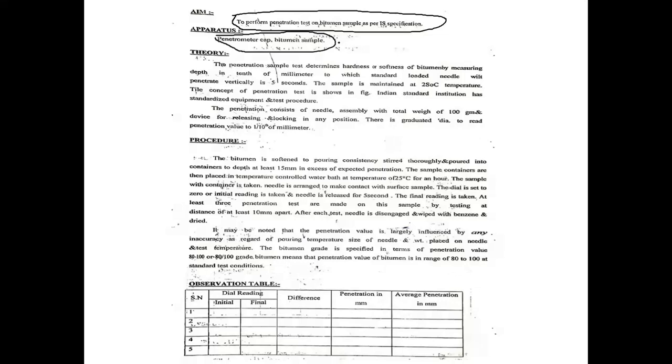After the first penetration you have to clean the needle, and after the second penetration you have to clean the needle before going for further penetration. So these are the things we'll need to perform the penetration test. Now theory: as we all know, we have to penetrate a needle of 100 gram into the bitumen for 5 seconds, and this test we have to perform at a temperature of 25 degrees Celsius. This is as per IS and ISO.